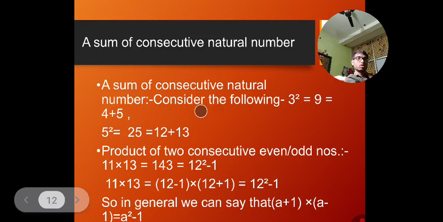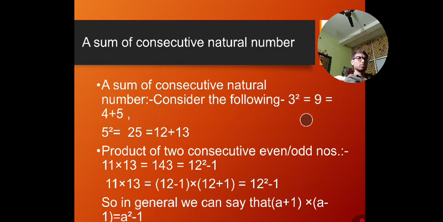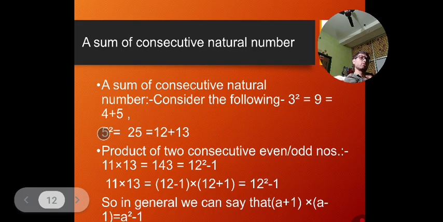Here we have a sum of consecutive natural numbers. Considering the following, we have this square number, and after simplifying this would be 9. It can be 6 plus 3. It can be the sum of 4 plus 5, which would be 9. The sum of 3 plus 6 would be 9.